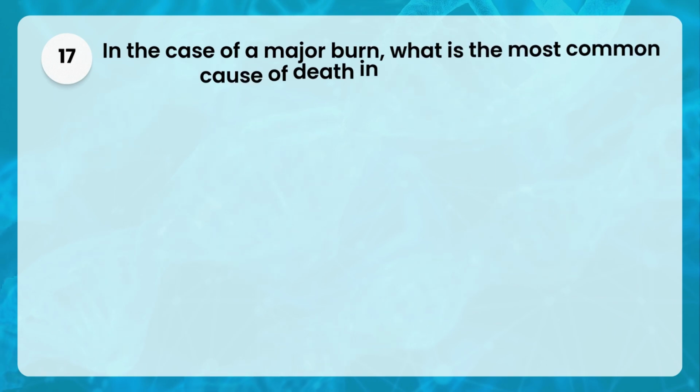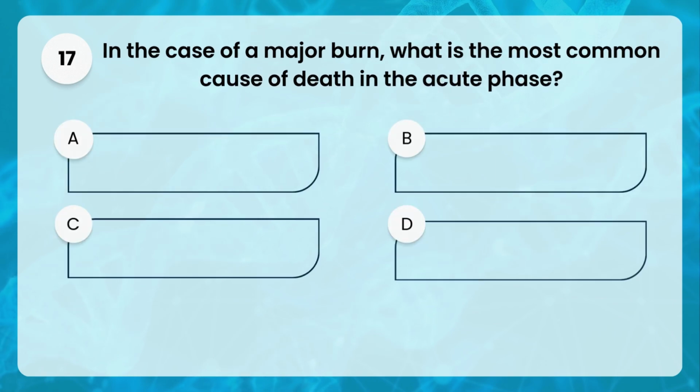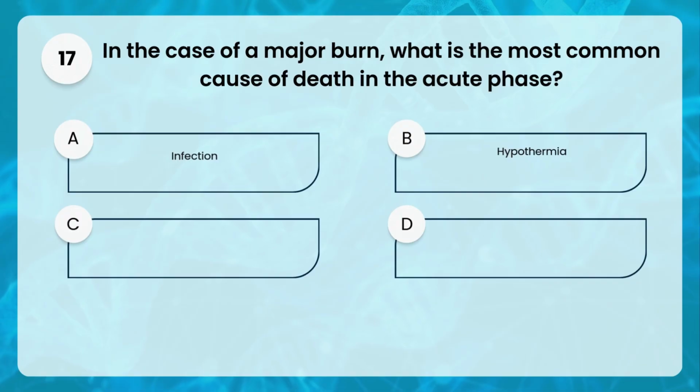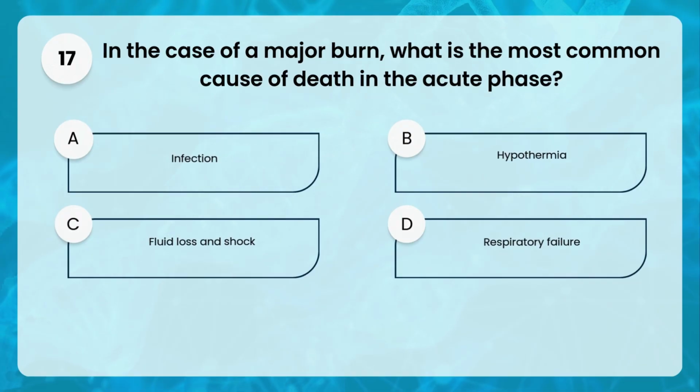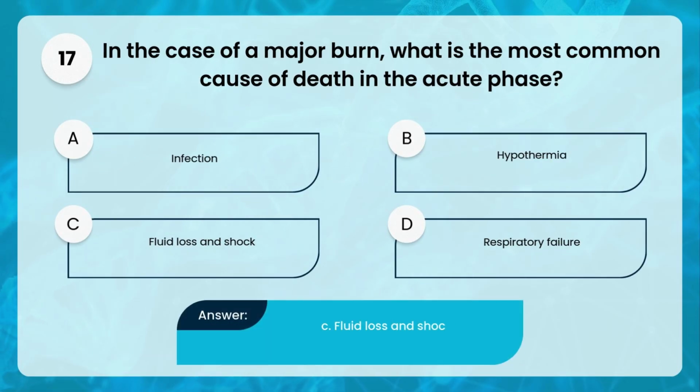17. In the case of a major burn, what is the most common cause of death in the acute phase? A. Infection. B. Hypothermia. C. Fluid loss and shock. Or D. Respiratory failure. The answer is C. Fluid loss and shock.